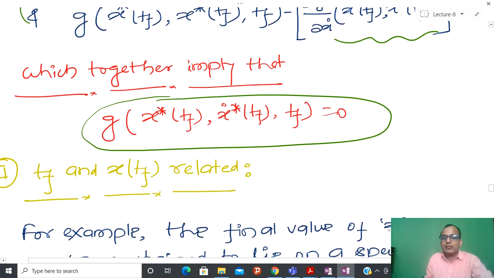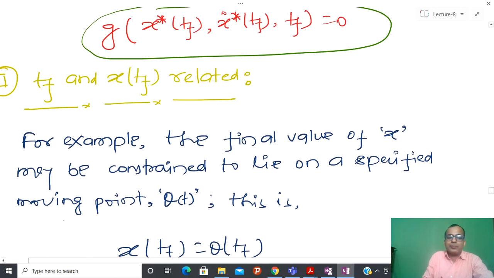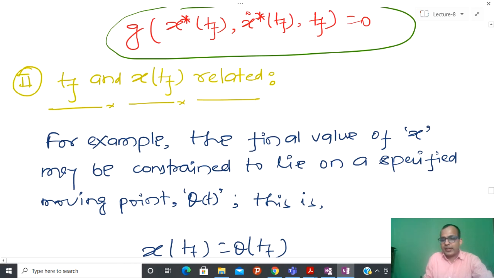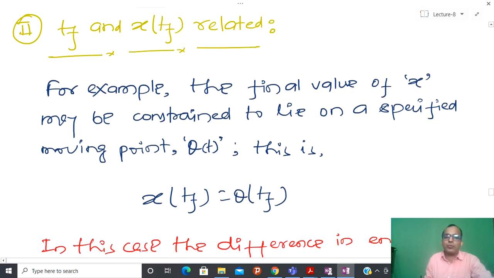Another important point might be there. If you see the optimal control problem, in most optimal control problems tf and x(tf) are unspecified, but somehow they are correlated. So we are assuming that the final value of x may be constrained to lie on some kind of specified moving point, and that is theta(t).